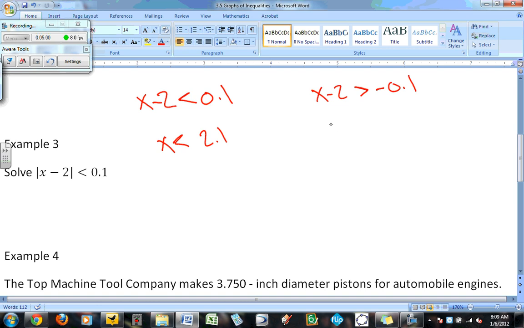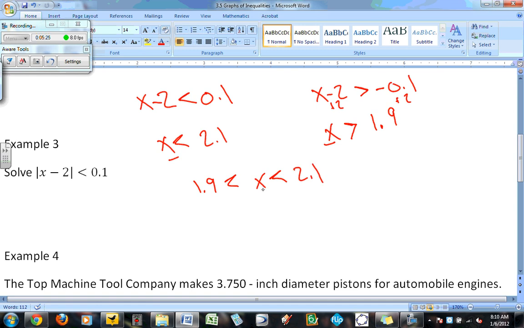And here we're going to add 2. X has to be greater than, that would be 1.9 when we add 2 to both sides. So x has to be in between 1.9 and 2.1. Another way you can write it is to sandwich the x, because we have a greater than. So I could say 1.9 has to be less than x, which has to be less than 2.1.